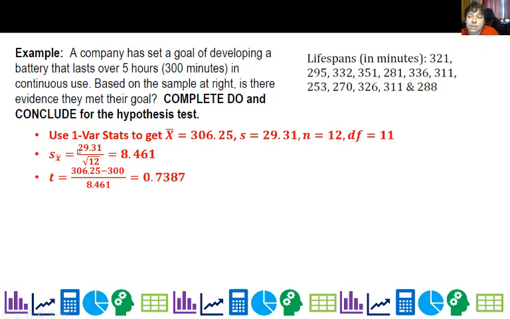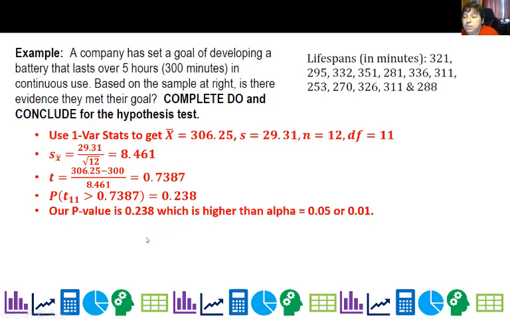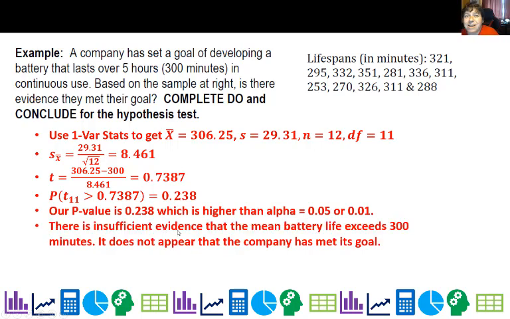Now, typically when I'm looking at solutions in the AP scoring guidelines, they actually have this all down here, and that's fine if you do it that way. We're looking for the probability greater than, because we want it to last over 5 hours. So I just did tcdf of 0.7387 to infinity, 1,000 in this case, and got 0.238. So our p-value of 0.238 is higher than typical alphas. It's very high. So there's insufficient evidence that our battery life exceeds 300 minutes. So it does not appear that the company has met its goal.